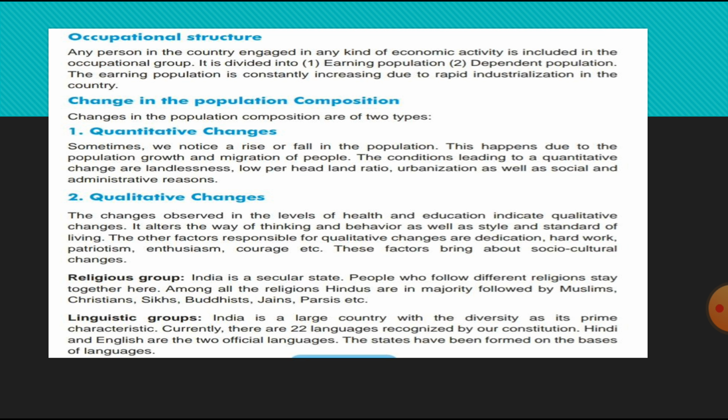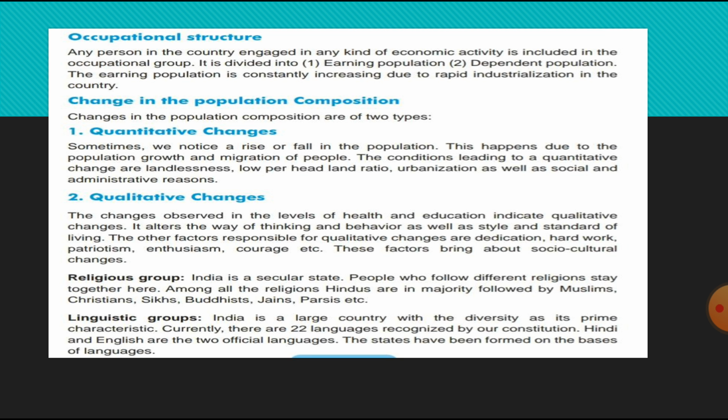Now, when we talk about the religious group, the main reasons responsible for these changes are hard work, qualitative changes, national feeling, enthusiasm, bravery, etc. India is a secular nation, and in India, Hindus are in the majority. After them come Muslims, Christians, Sikhs, Buddhists, Jains, and Parsis respectively.